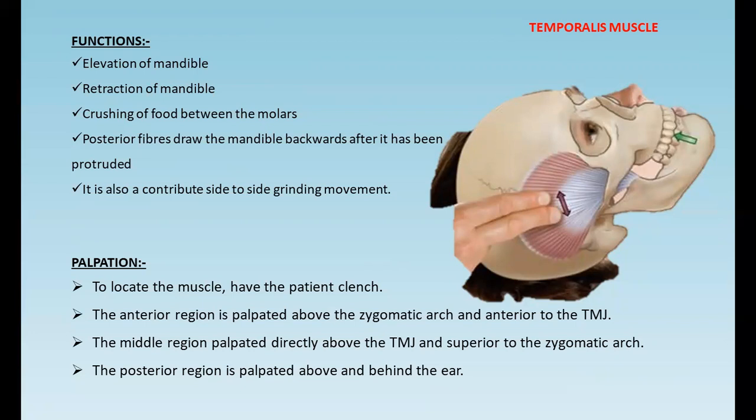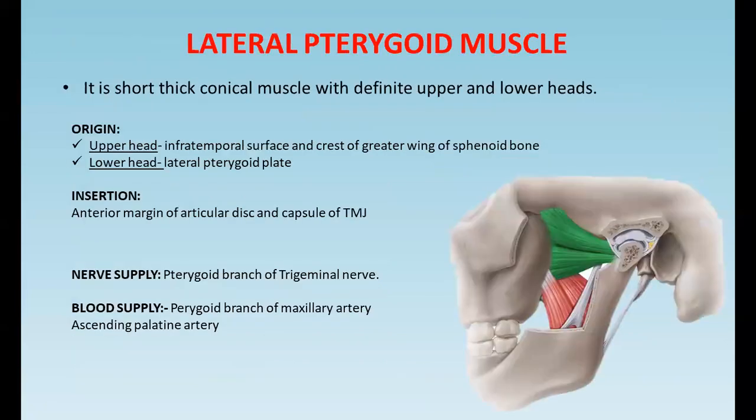For palpation, first locate this muscle. Ask the patient to clench their teeth. The anterior region is palpated above the zygomatic arch and anterior to the TMJ. The middle region is palpated directly above the TMJ and superior to the zygomatic arch, and the posterior region is palpated above and behind the ear.